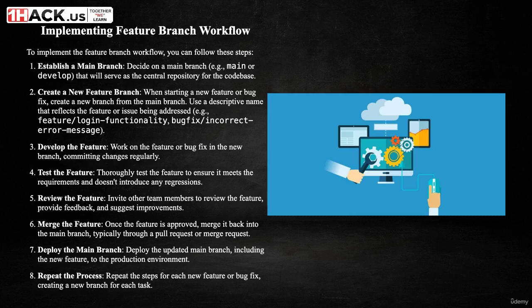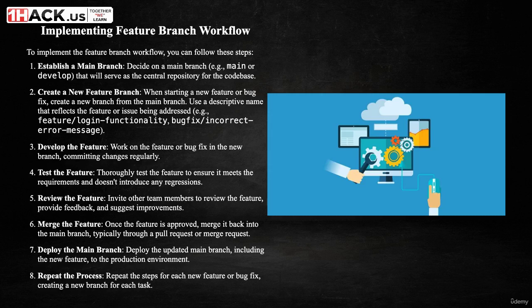5. Review the feature. Invite other team members to review the feature, provide feedback, and suggest improvements. This collaborative review process helps maintain code quality and ensures the feature is aligned with the project's goals. 6. Merge the feature. Once the feature is approved, merge it back into the main branch, typically through a pull request or merge request. This integrates the new functionality into the main codebase.